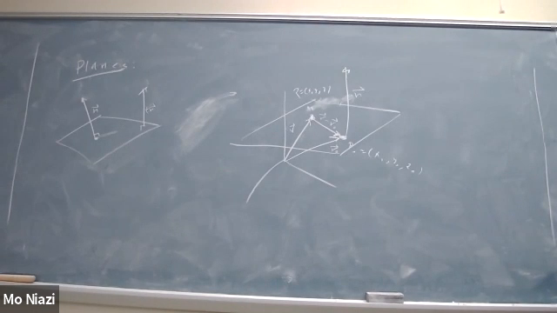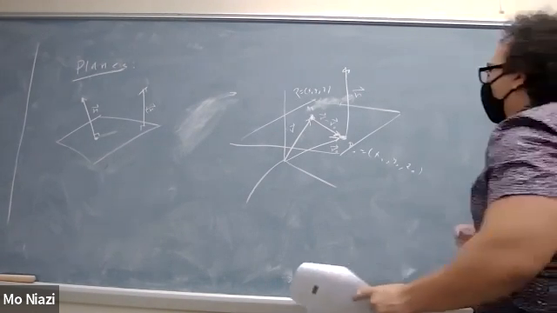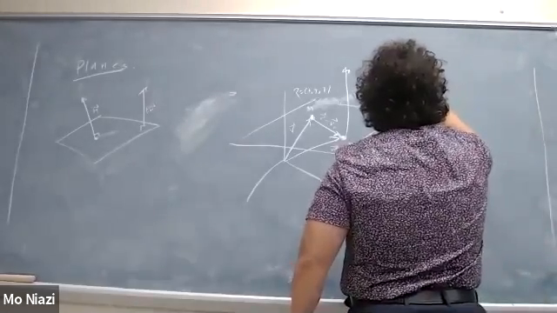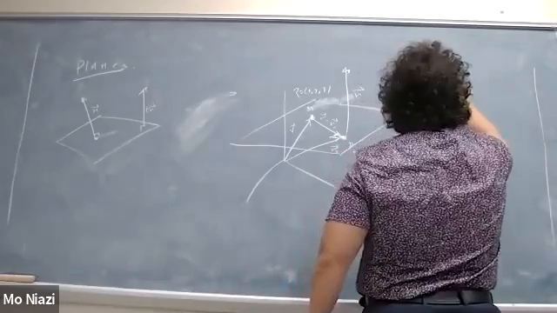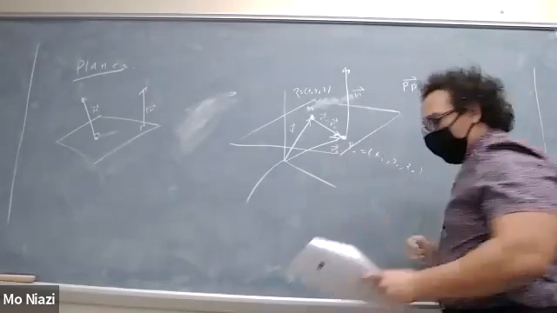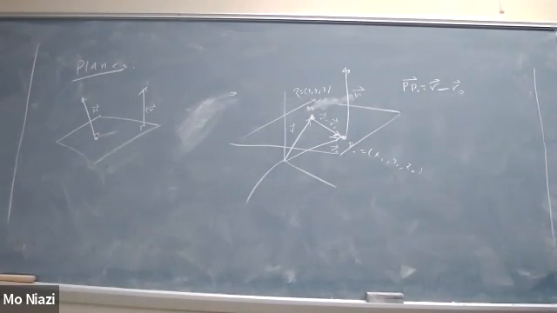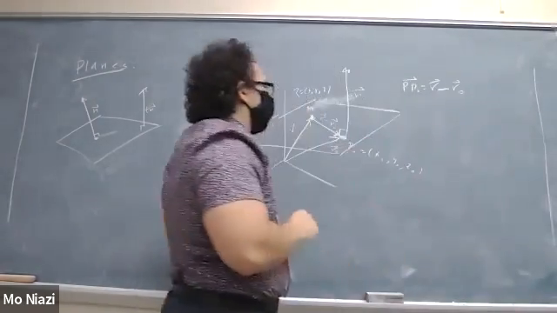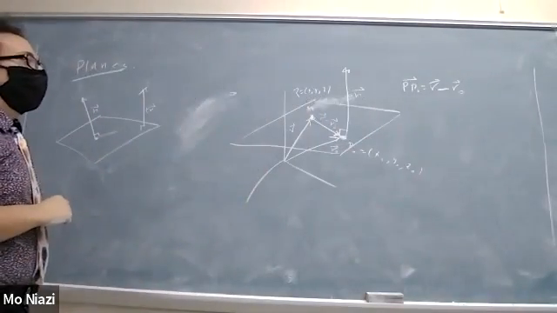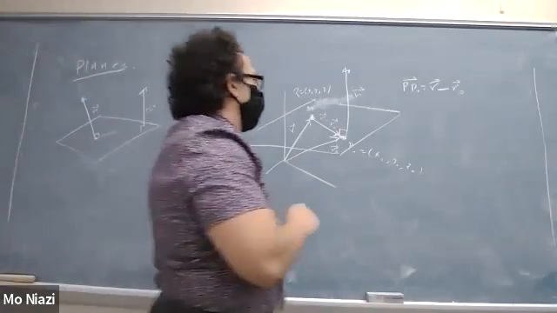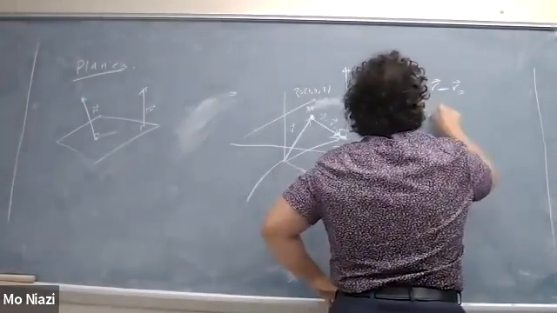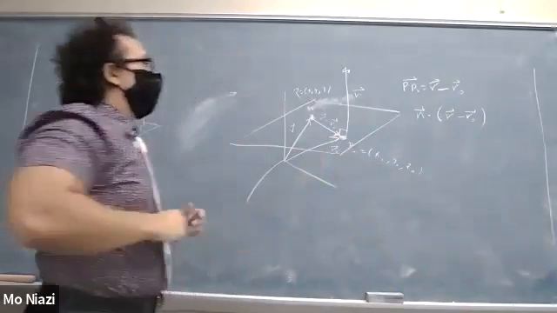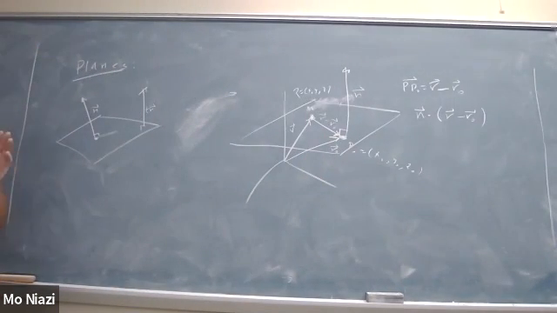So let me write down in equations what I've been saying out loud. I said r minus r naught is a displacement vector between P and P naught. Then we notice that if we construct this vector n that is perpendicular to this plane, what must be true about the dot product between this vector n and r minus r naught? What is the angle between r minus r naught and n? 90 degrees.